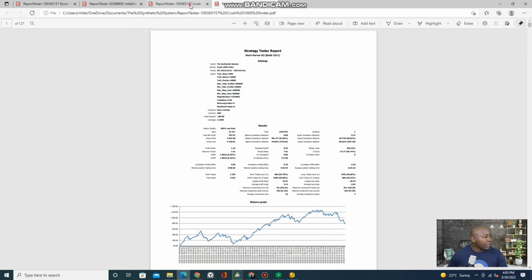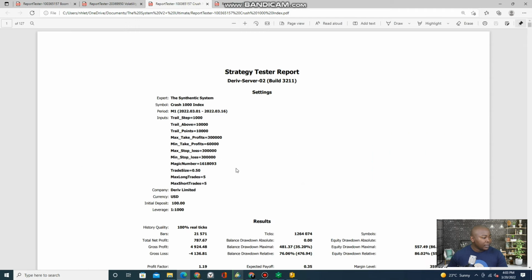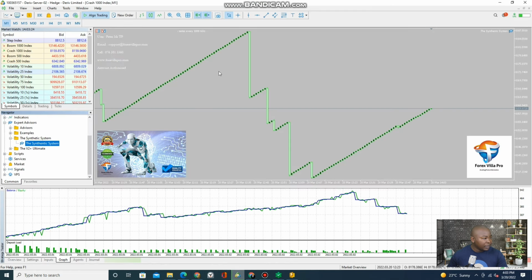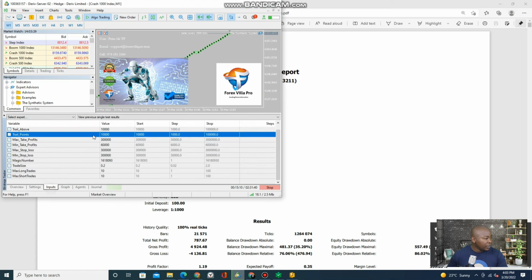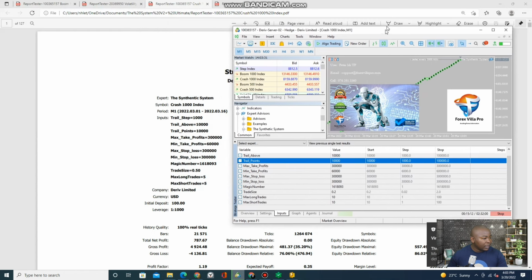Where is it? Crash. Okay, let's go there. There it is. So I'm just going to open this and minimize it so that you guys can see the parameters that we've used on input settings. Look at that.